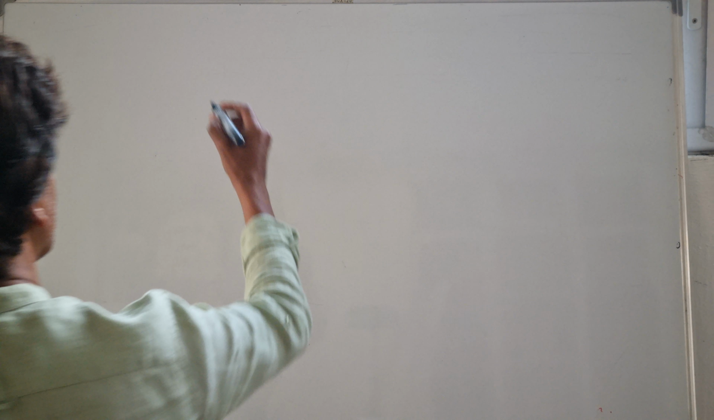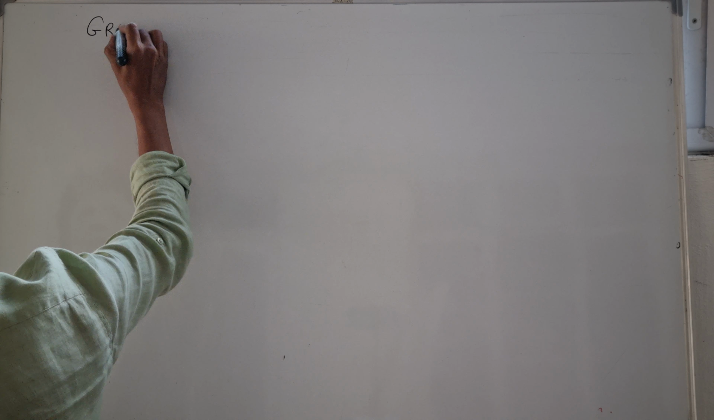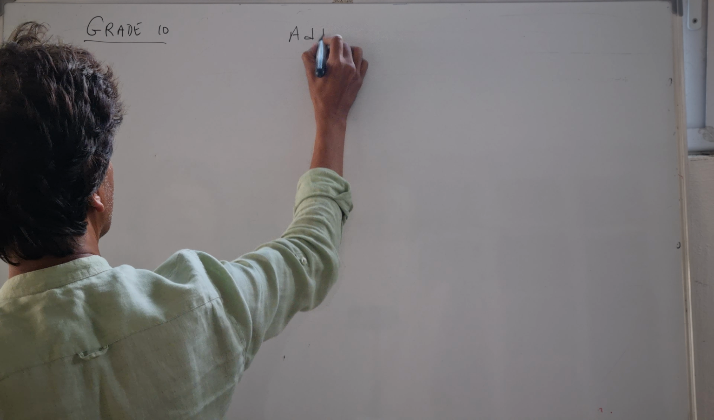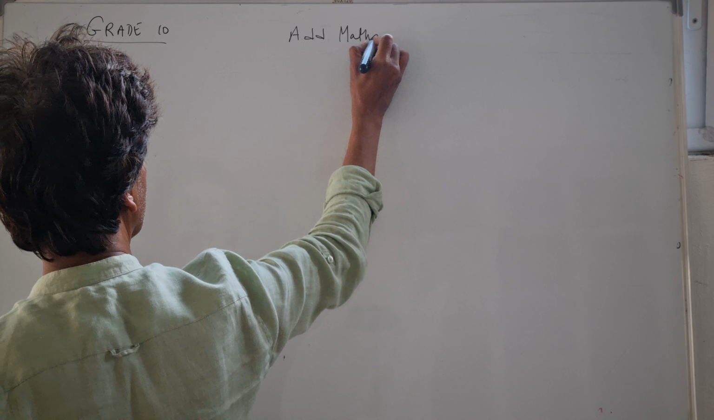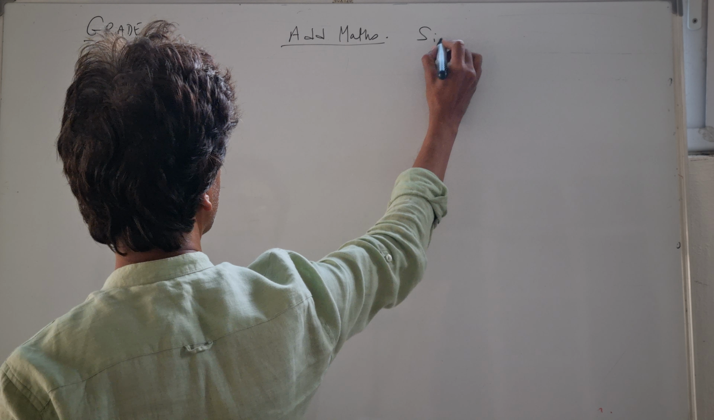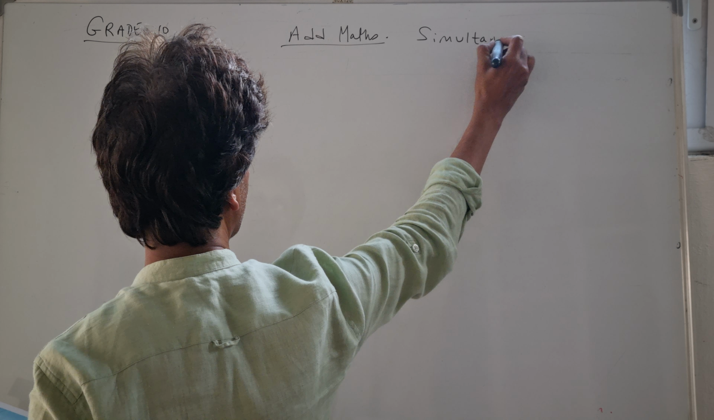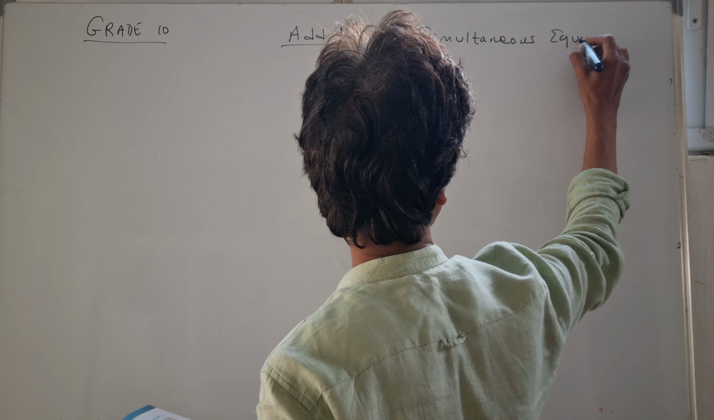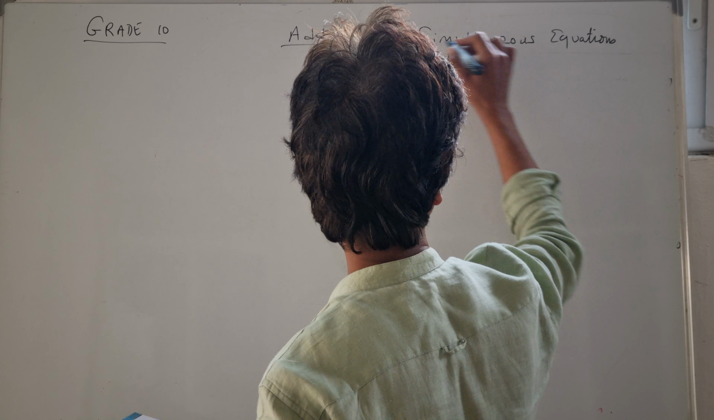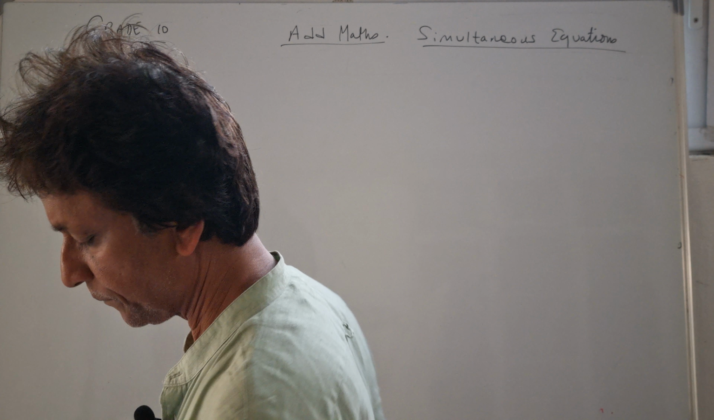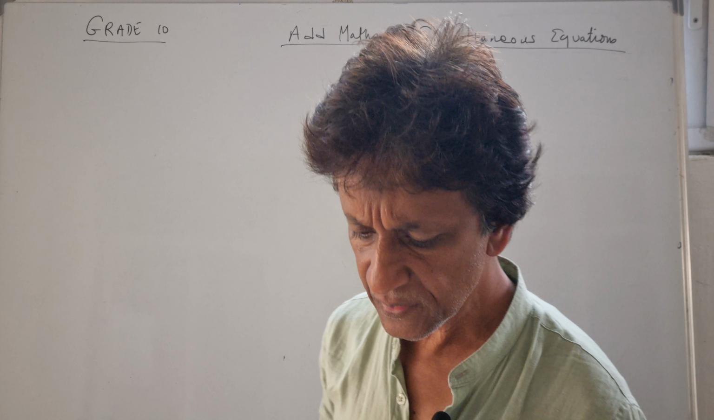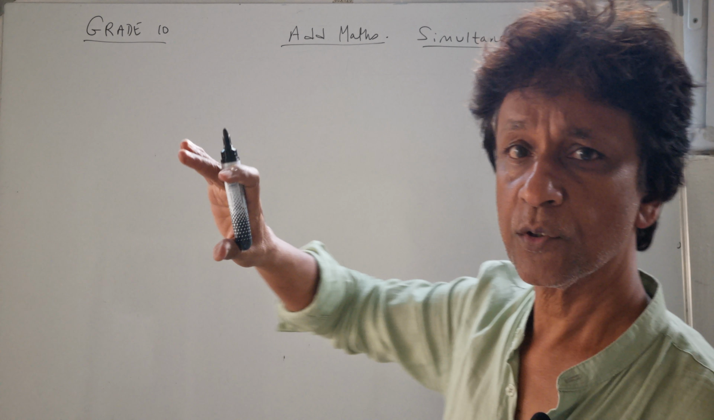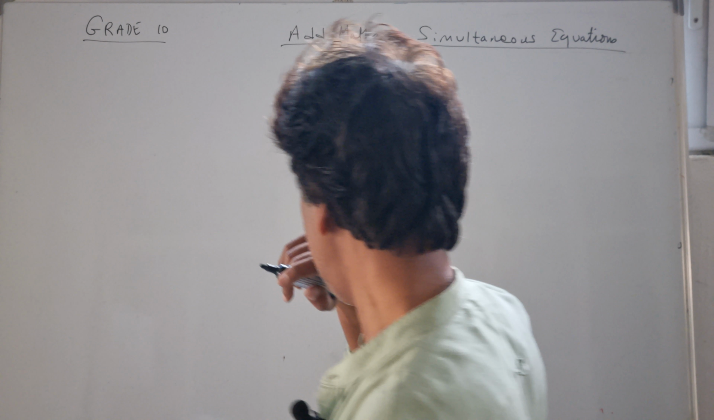The first thing, now remember this is grade 10 add maths, and we're looking at simultaneous equations. So basically when we solve simultaneous equations, we're going to have to solve two equations at the same time.